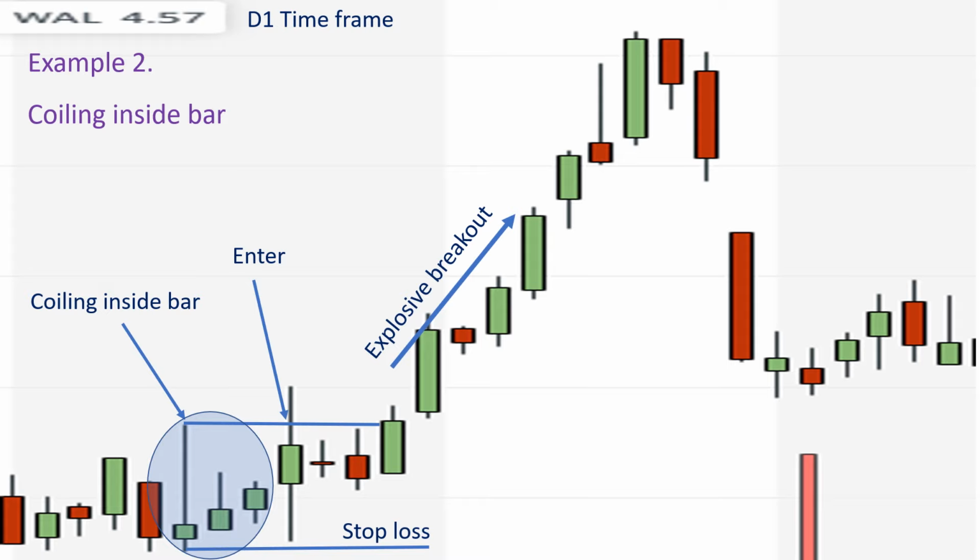Some traders use the high and the low of an inside bar to enter the trade, but they increase their risk due to false breakouts and the fakey pattern. So I suggest using the high and the low of the mother bar for entry.